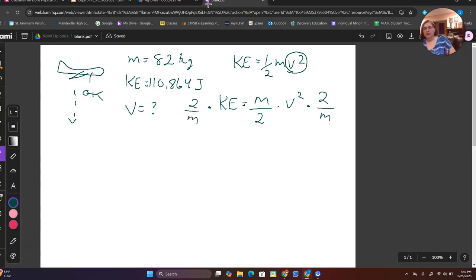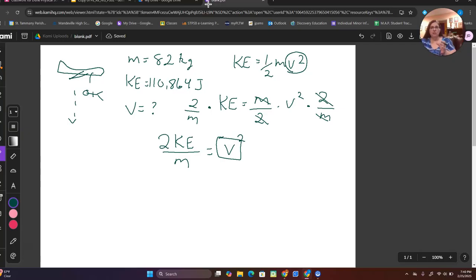That means over here my m cancels out and my 2 cancels out. So that's going to give us 2 KE over m equals v squared. Now, we didn't have to do any addition or subtraction. We did our multiplication, division, and moved things over. And now we need to do our exponent part, right? I have an exponent on my velocity. I want, at this point, just my v by itself. So I need to do something to get that squared removed.